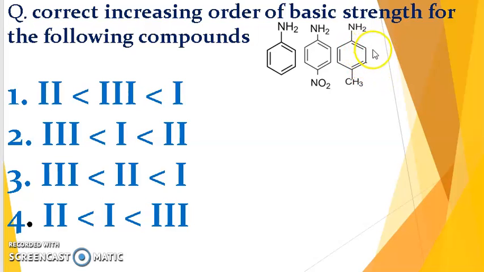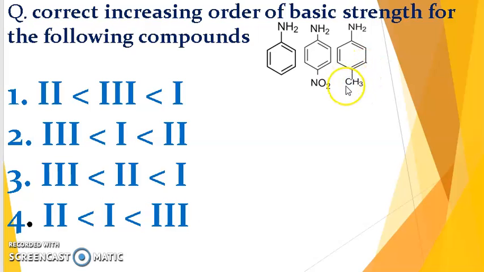What will it do? It will donate the electron to the groups. So release the electron, or donate the electron, to the rest of the molecule. Whatever group is present in the molecule, they will donate the electron to the rest of the group, by delocalization of the electron in the molecule. So what happened finally? Increase in the electron density in the rest of the molecule.